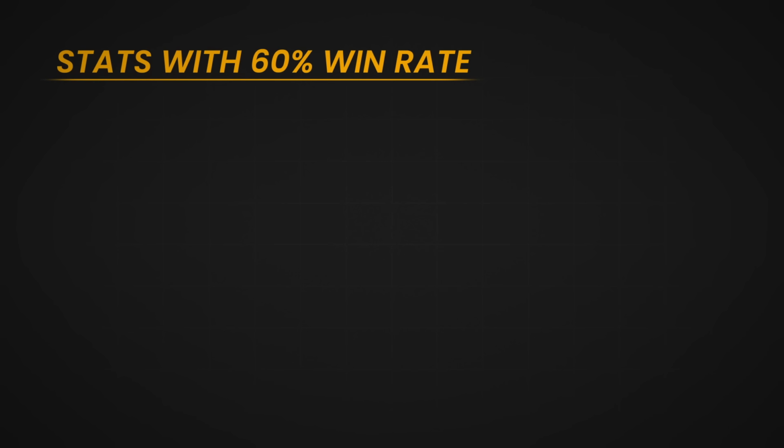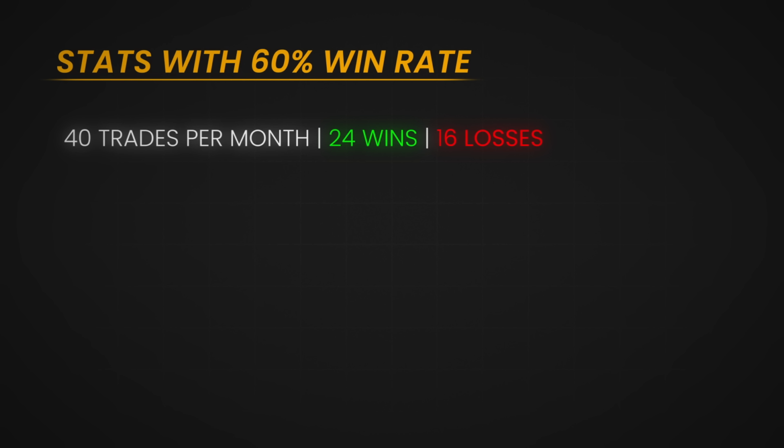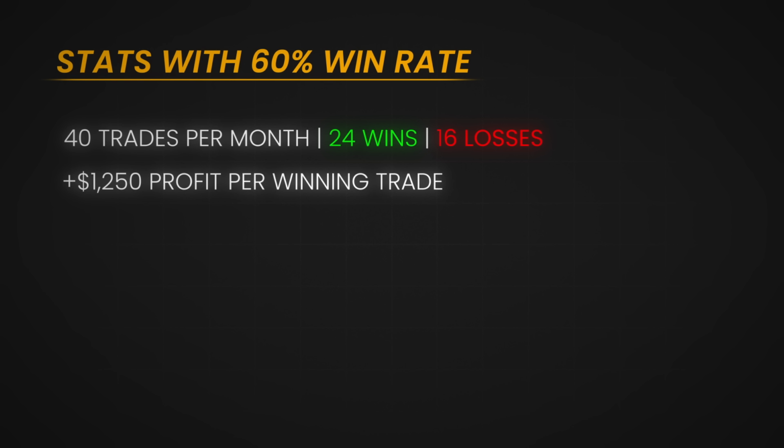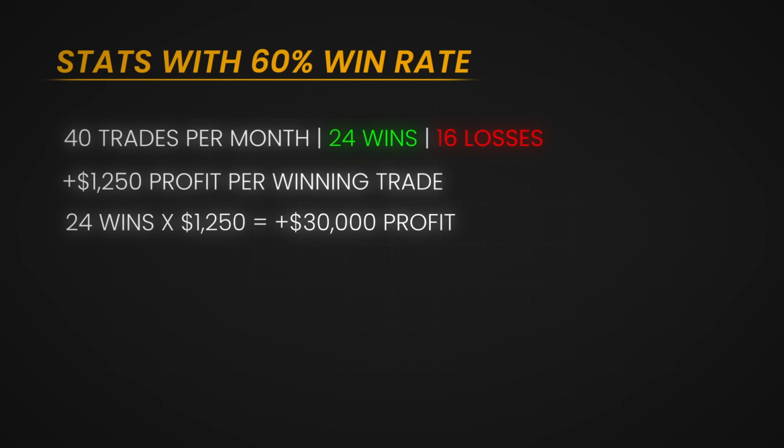So let's say you're using this strategy with a $100,000 funded account that you bought for $500. And let's say you take 40 trades out of the month, which comes out to 1 or 2 trades a day. So in total, with a 60% win rate, you would have had 24 wins and 16 losses. Now, 24 wins comes out to $1,250 that you would have profited every single time you win a trade, because remember, we're risking $500 and we're always having a 2.5-to-1 risk to reward ratio. So you'd have 24 wins and you would have profited $1,250 with each of those wins.